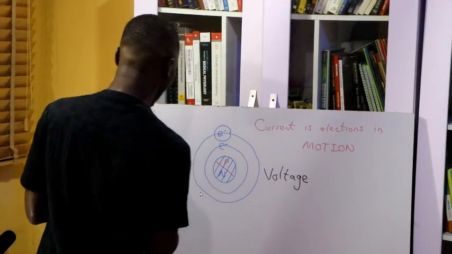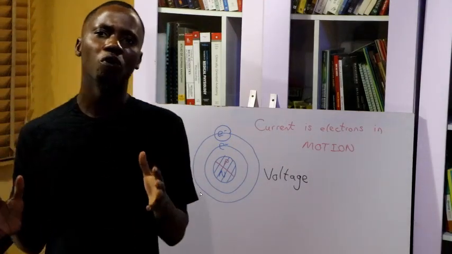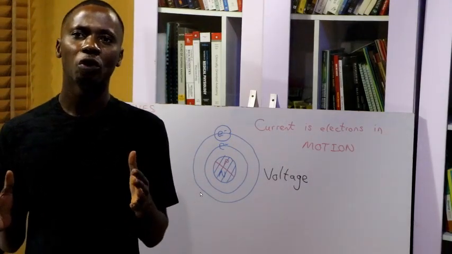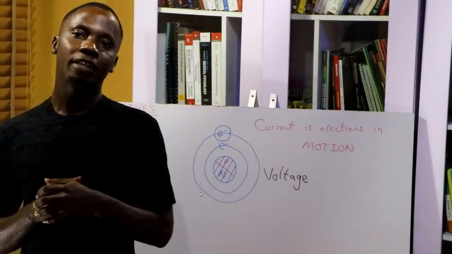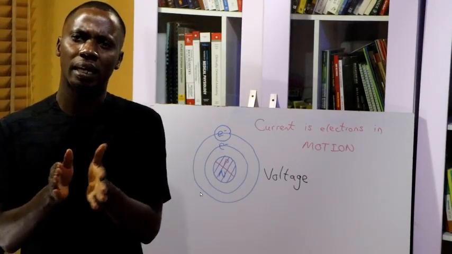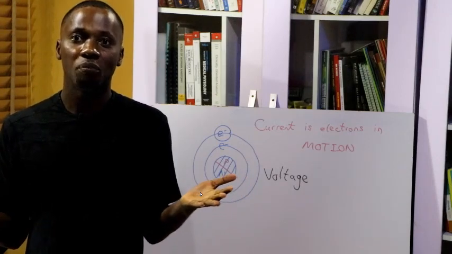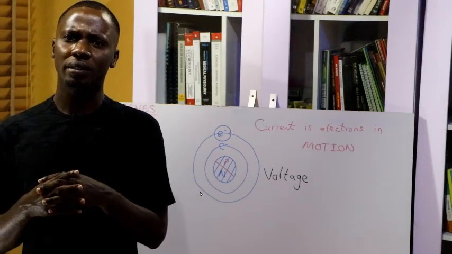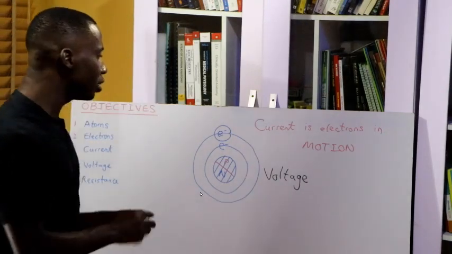Voltage. Now, what is voltage? There is nothing you see that moves that is not being made to move. So if we say that current is electrons in motion, what is making the electrons move? What is pushing the electron? What is pulling the electron? What is making the electrons move? That is voltage.